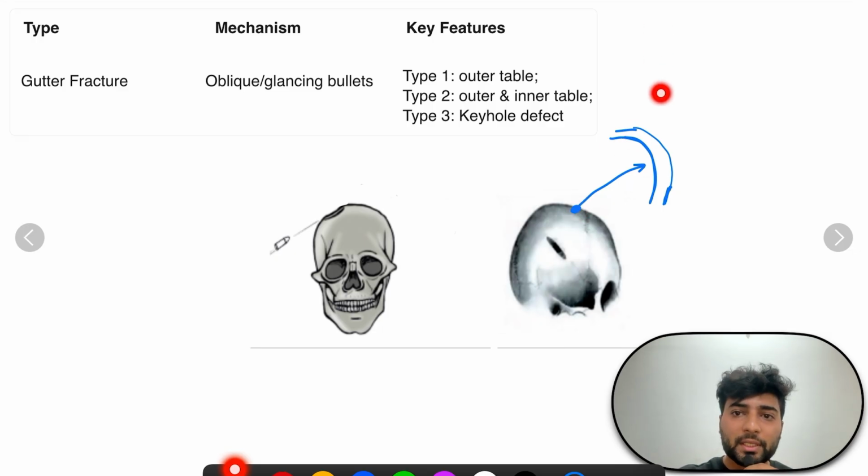Whenever the bullet comes and hits just the outer table, it is a type 1 injury. Second, it can hit outer and then inner table. And then third, it can go through here. So it's a keyhole defect, where the bullet is going inside. So type 1 is outer, type 2 is outer and inner, and type 3 is keyhole.